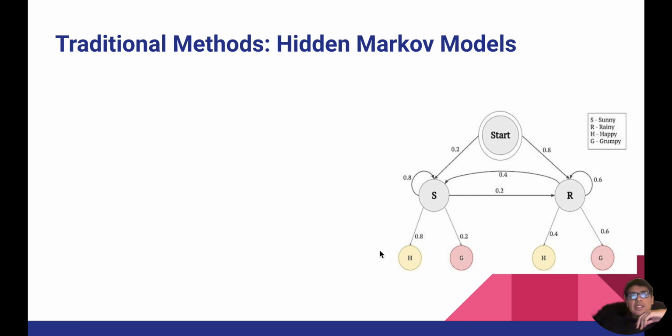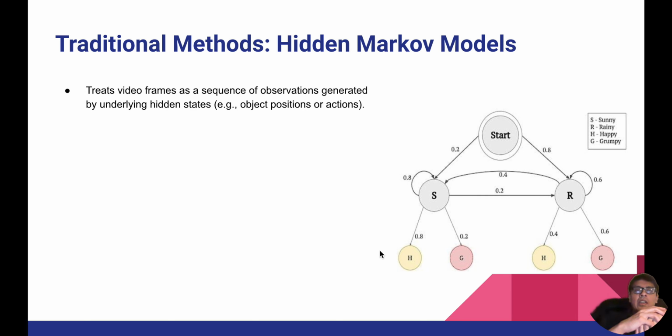And then finally, we have this concept of the hidden Markov model. The hidden Markov model treats frames as sequences of observations targeted by underlying hidden states, objects, positions, or actions. What this model reminds me of is the way that people do predictions on a system. For example, I have a key here for this prediction of your mood based on the weather.